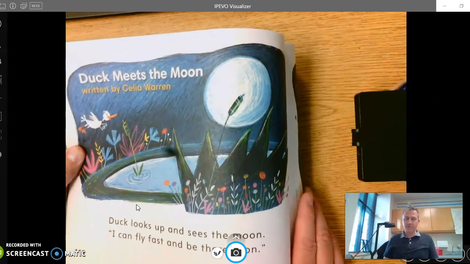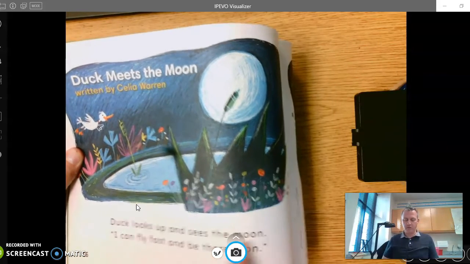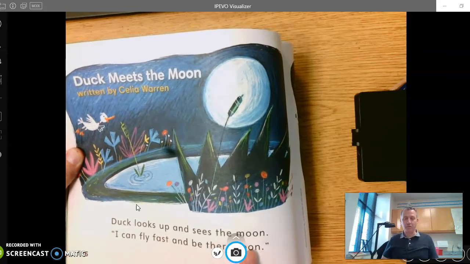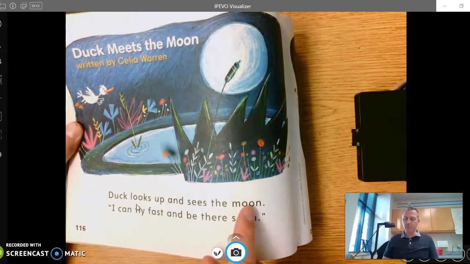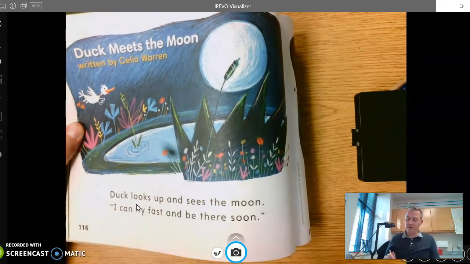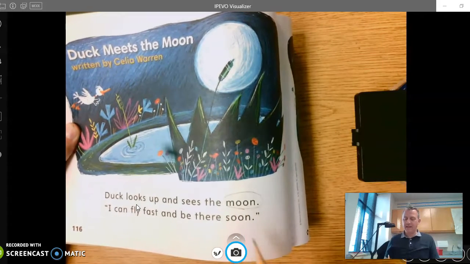All right, so let's go ahead and read. Duck looks up and sees the moon. I can fly fast and be there soon. Okay, did you hear the rhyming words? What rhymed? Moon and soon. They rhyme. So let's go ahead and circle moon and soon.